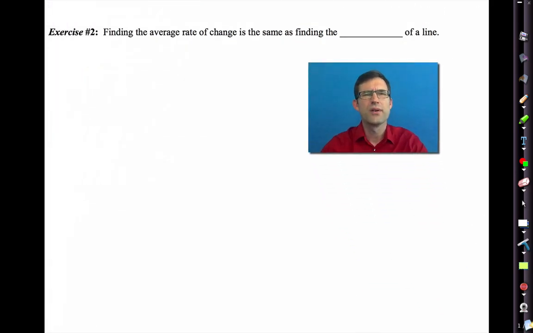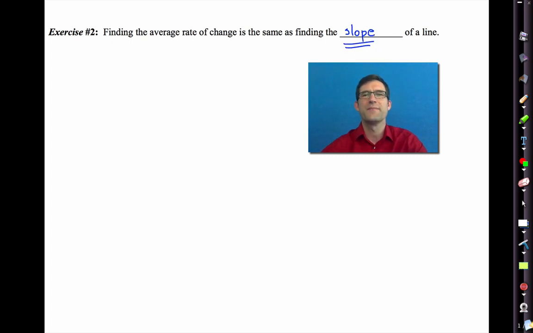Now, exercise 2. Finding the average rate of change, in other words, how fast the output or y values are changing compared to the input, the x values, is the same as finding the blank of a line. I'm hoping that this whole process feels kind of familiar because it's something you've found with a line before. Pause the video right now and think to yourself, finding the change in y divided by the change in x is the same as finding what?